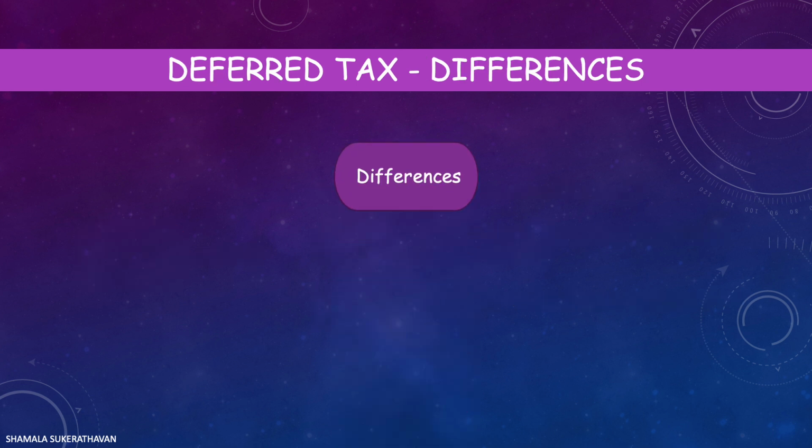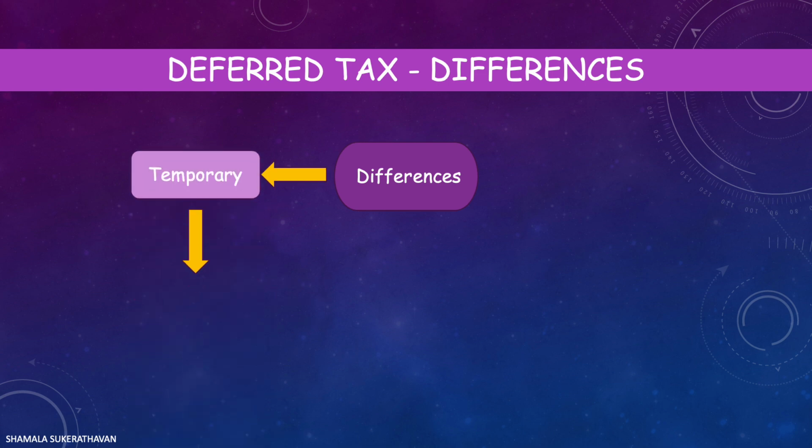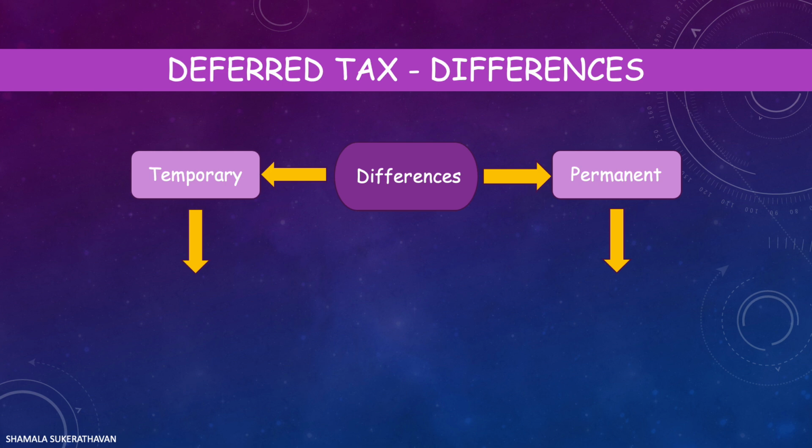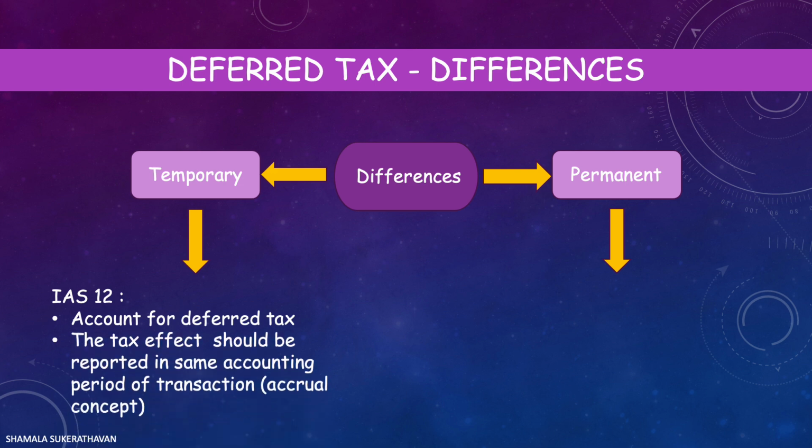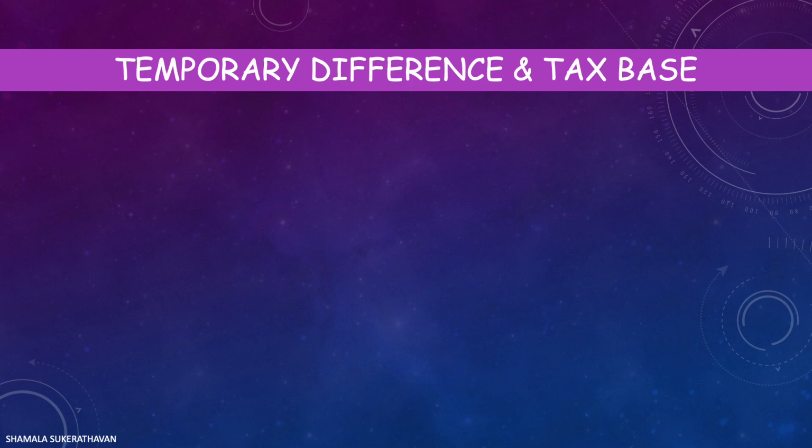The differences between the principles in an accounting standard and tax rules could be either temporary or permanent differences. IAS 12 requires entities to account for deferred tax on temporary differences, as based on the application of the accrual concept, the tax effect of a transaction should be reported in the same accounting period the transaction is recognized. In the case of permanent difference, IAS 12 stipulates no deferred tax shall be recognized, as the difference will never be eliminated. So, how do we determine temporary differences?